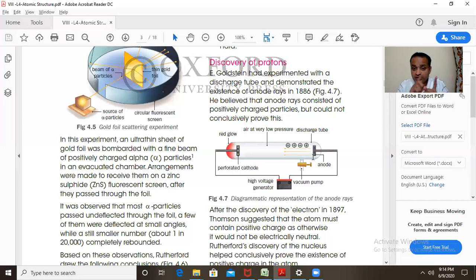cathode. Cathode is connected to the negative terminal. That means cathode is connected to the negative terminal. It has a negative charge. So which particles will be attracted? Positive particles will be attracted.